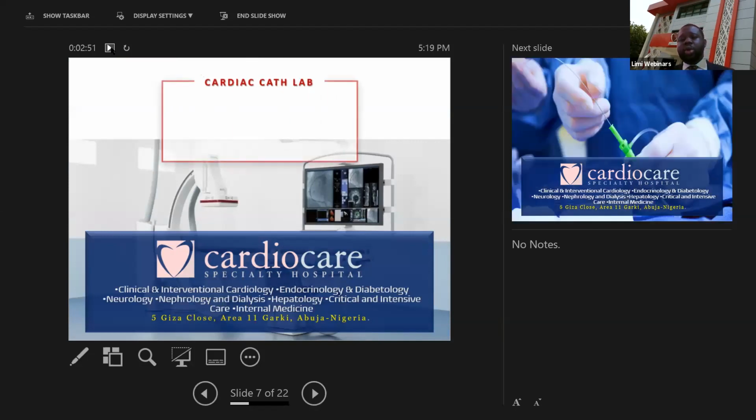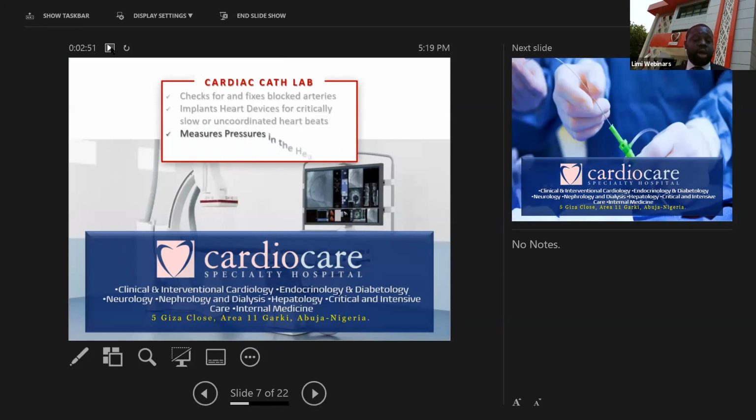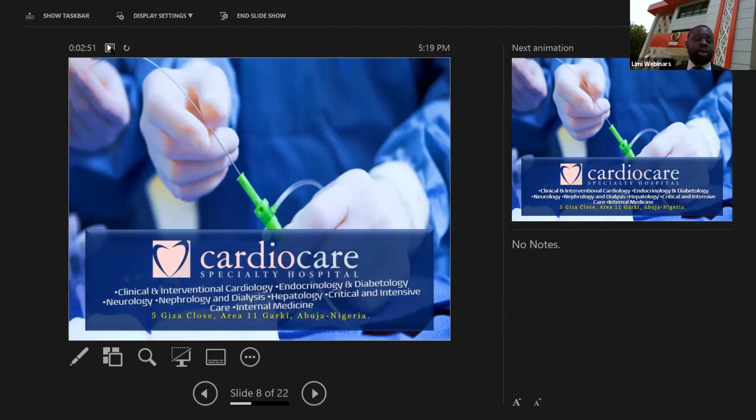Essentially, I said we do a cath lab. So whenever the person is having a blocked artery, we'll try and fix it in the cath lab within 60 minutes of the patient getting in. And we also implant heart devices in our cath lab, whenever the heartbeat is uncoordinated or slow. We also do electrophysiology studies when we want to ablate abnormal pathways. And essentially, it's done without open surgery. So the patient can be out and go home within 6 hours or 8 hours.